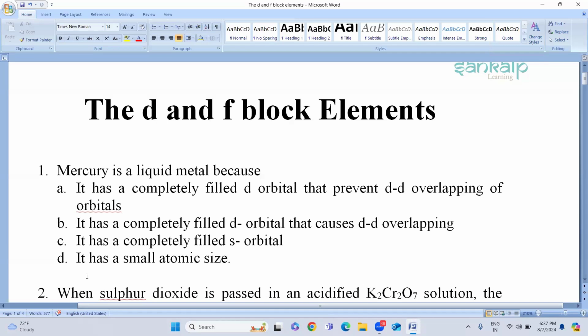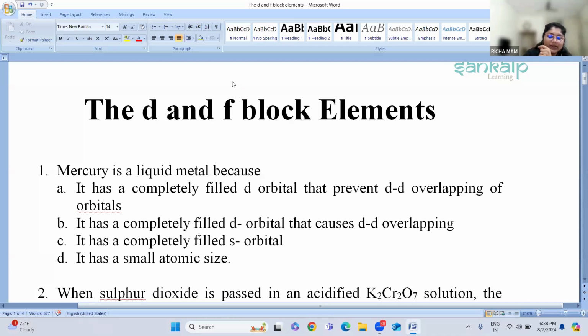It has completely filled s orbitals, ma'am. Okay, it has a completely filled s orbital. Akhila has answered C. Sri Varuni has answered A. Any more answers, students? Option C. Aishwarya has answered option C. Janvi has answered C. Lubna has answered C. Vaishnavi has answered C.